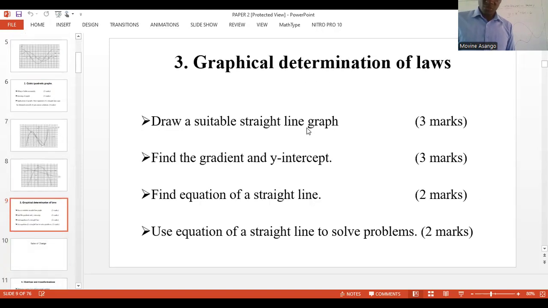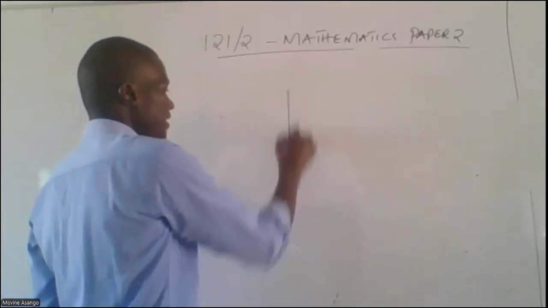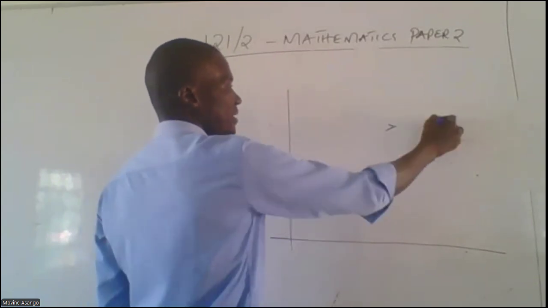Let's move on to the other graph. The other graph is now called graphical determination of loss. Graphical determination of loss here means now you've been given points and you've realized I'm plotting my points, the table having been given.